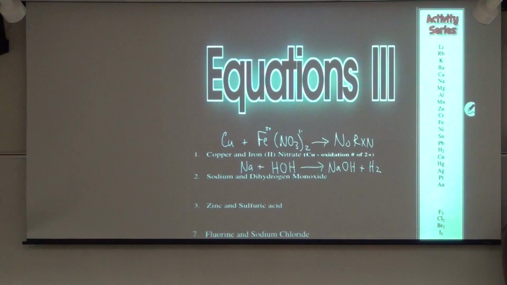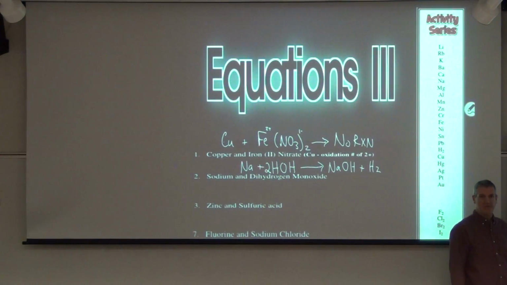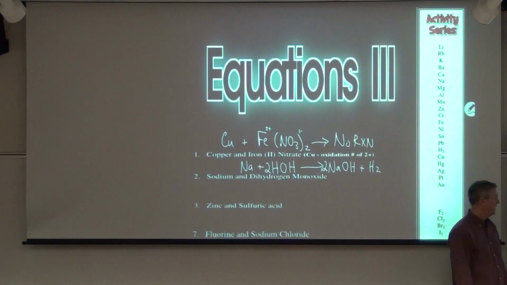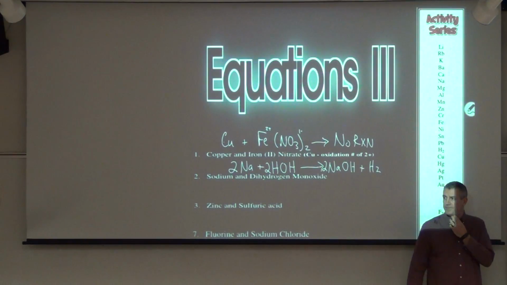We would then want to balance this guy. We've got 3 hydrogens on the right, 2 hydrogens on the left. If we put a 2 here, we'll have 4 hydrogens. And then we can put a 2 there to give us 2 and 2 more for 4. That also gives us 2 sodiums, so we need a 2 over here to balance that equation.